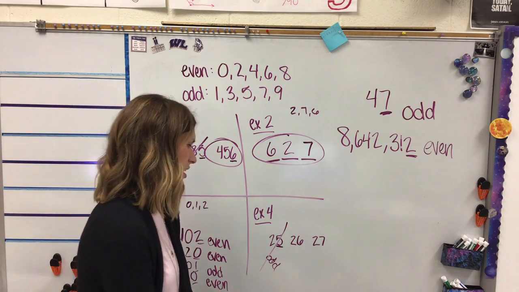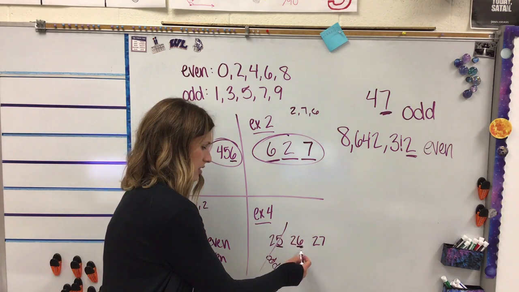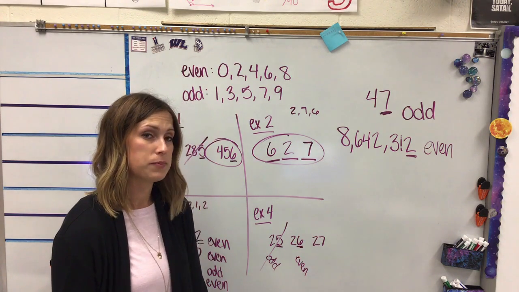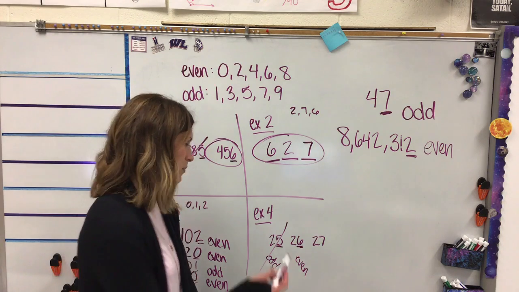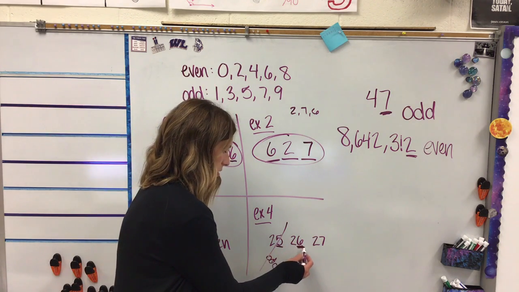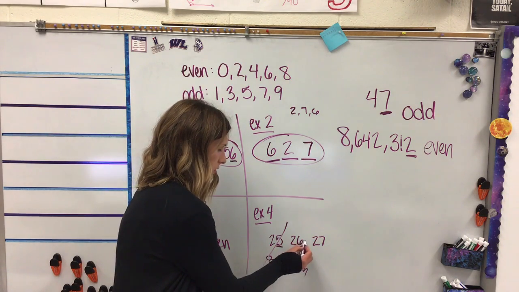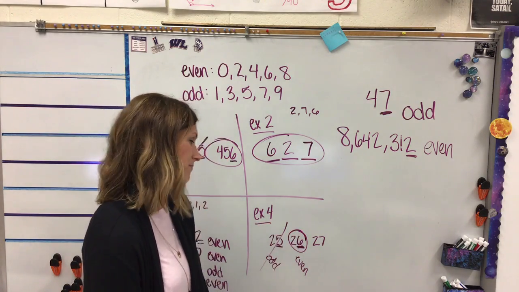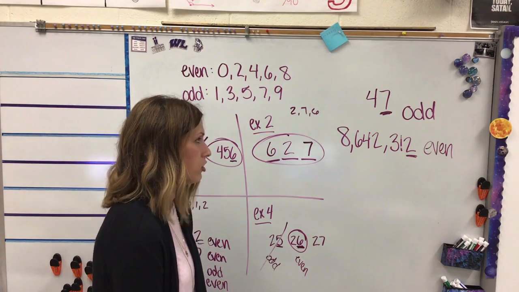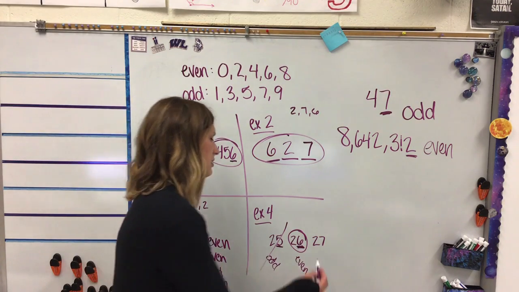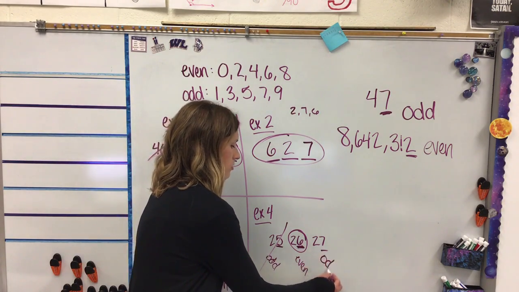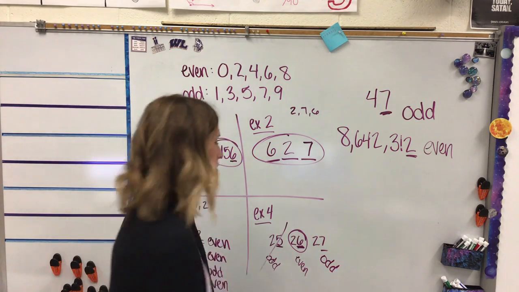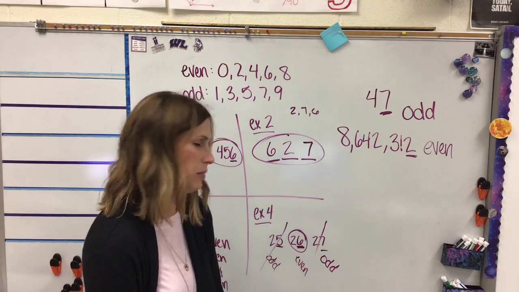What about 26? 6 is even. So could that be split into 2 equal groups? Yeah, you bet, because the 6 is even, the whole number is even, and we could have 13 boys and 13 girls, and that would make sense. Let's double check 27, couldn't be it. 27 ends in a 7. 7 is odd, so the whole number is odd. Well, we know odd numbers can't be split into 2 equal groups, so it could not be 27.